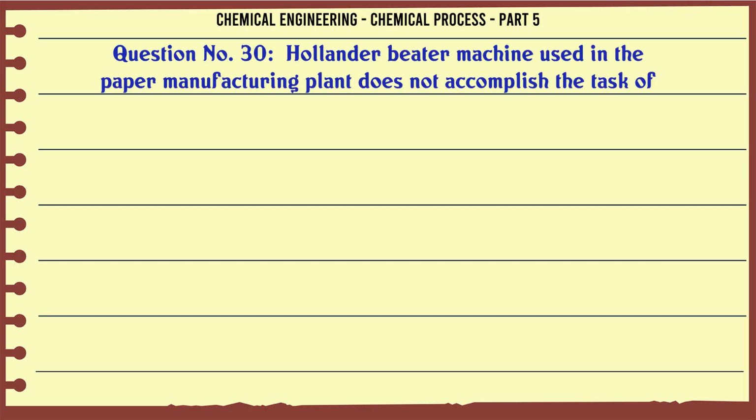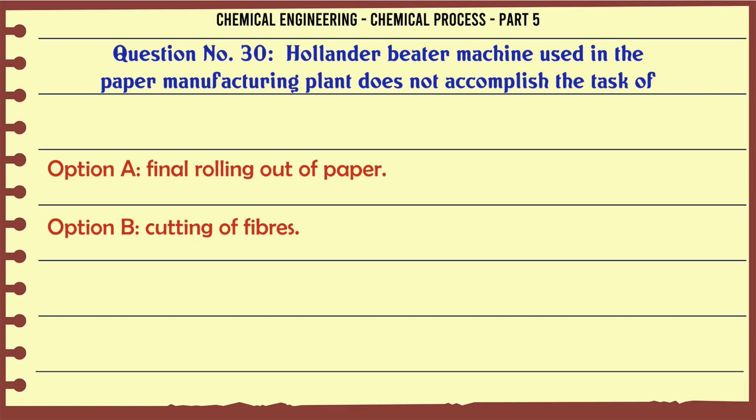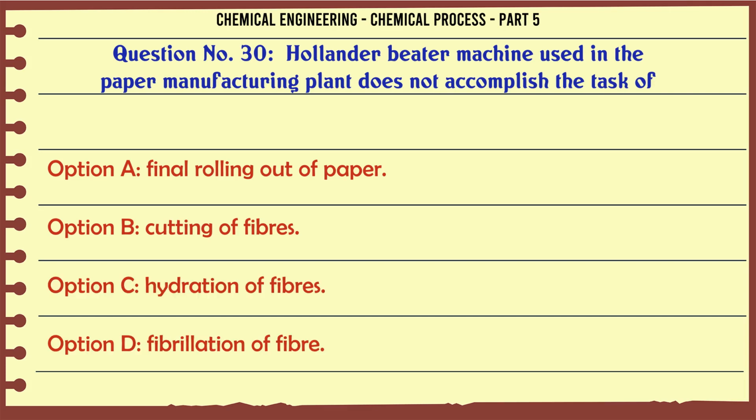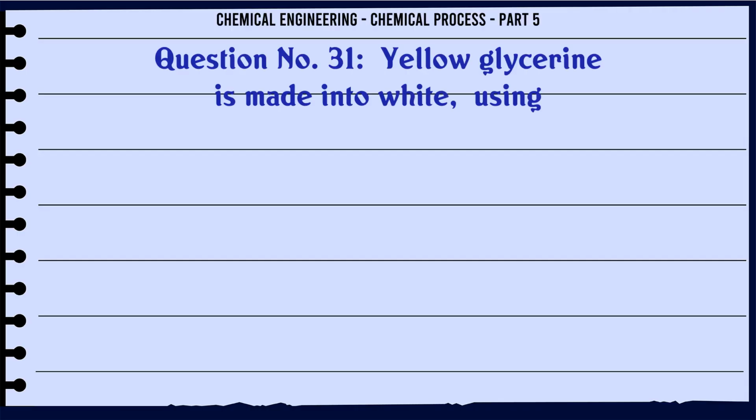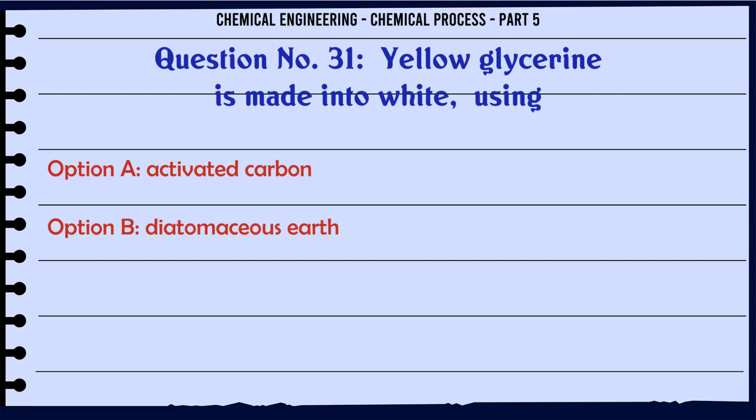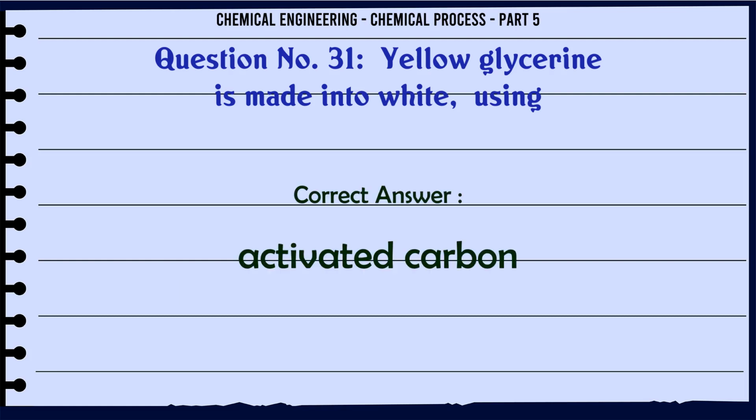Hollander beater machine used in the paper manufacturing plant does not accomplish the task of A. final rolling out of paper. B. cutting of fibers. C. hydration of fibers. D. fibrillation of fiber. The correct answer is final rolling out of paper. Yellow glycerin is made into white using A. activated carbon. B. diatomaceous earth. C. bauxite. D. bentonite. The correct answer is activated carbon.